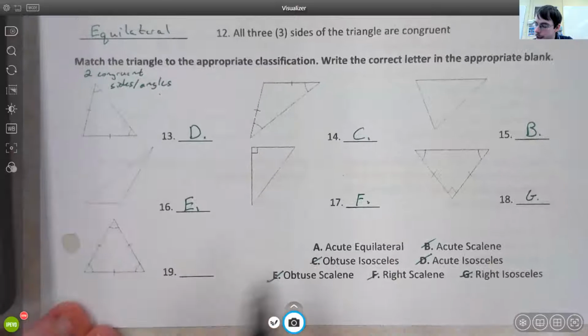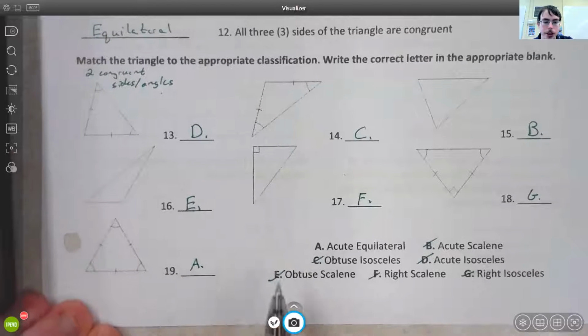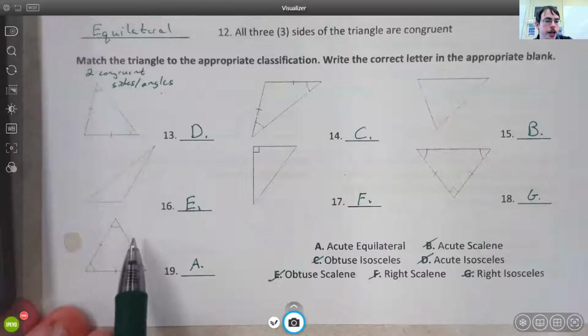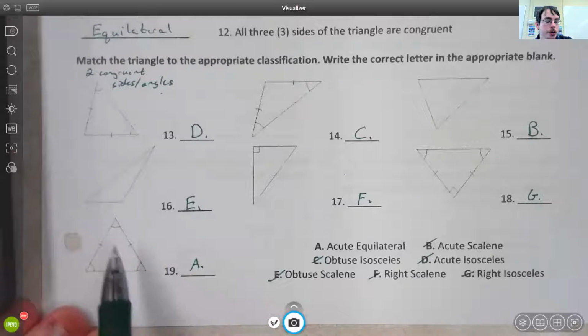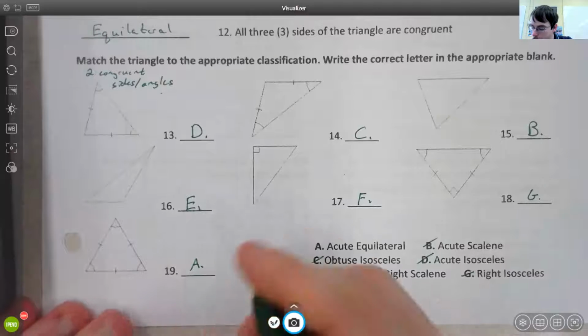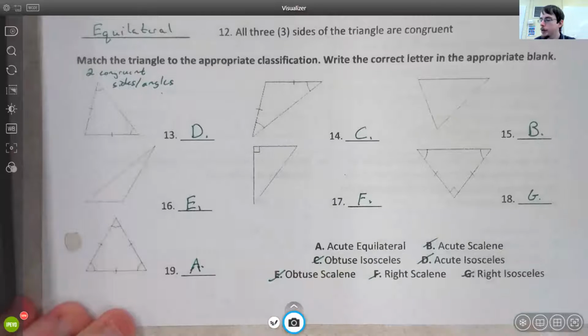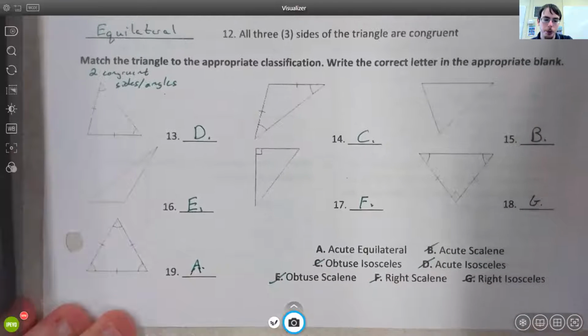And then finally, this has to be A, but let's look at why it is. If we look at our sides, we see there's three congruent tick marks on the sides. There's also three congruent angles, okay? So all three angles are congruent, all three sides are congruent. That means it has to be equilateral. And it says acute equilateral, but every equilateral is going to be acute, okay?